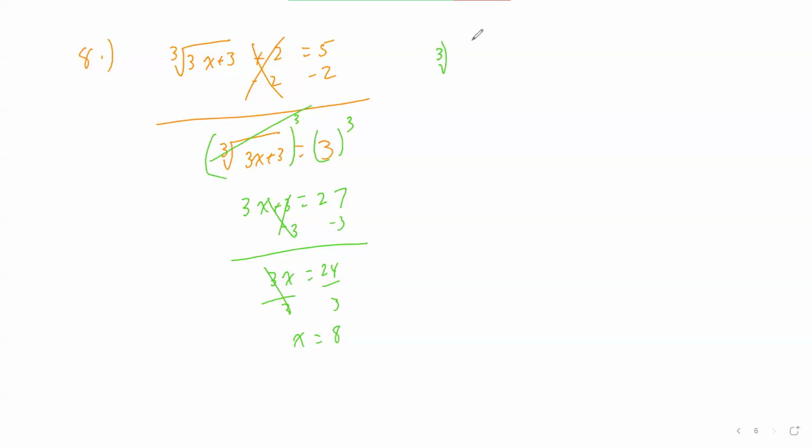So the cube root of 3 times 8 plus 3, plus 2 equals 5. 3 times 8 is 24. 24 plus 3 is 27. Cube root of 27 is actually 3. 3 plus 2 does in fact equal 5. So x equals 8 is your answer.